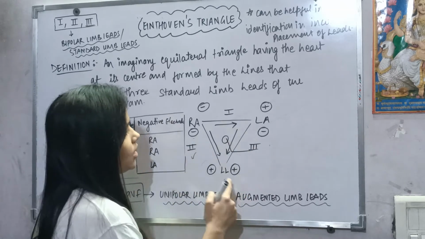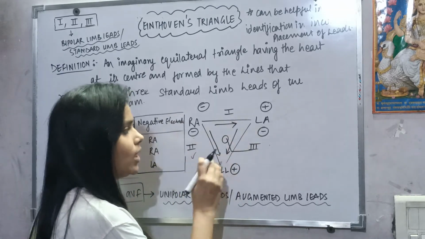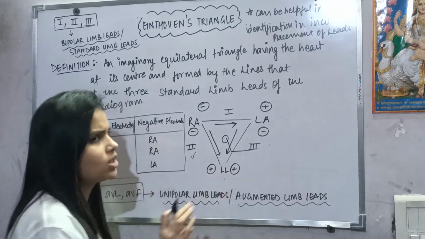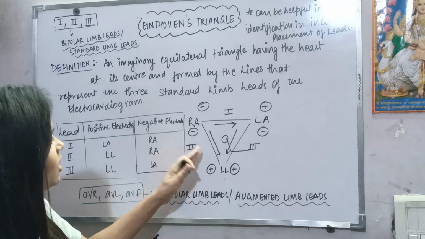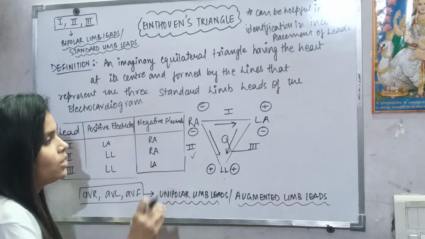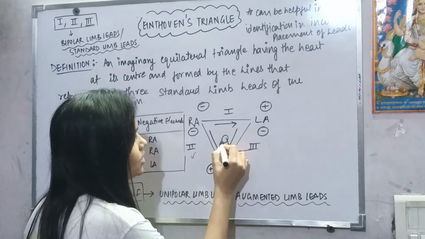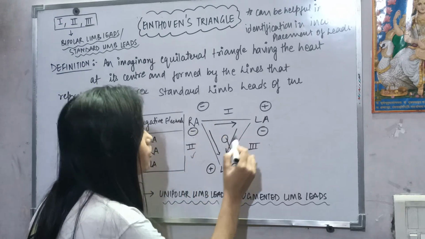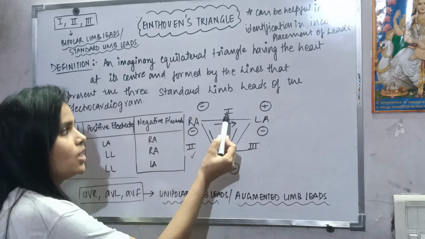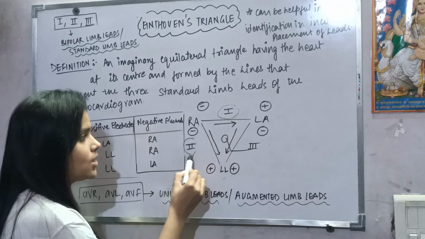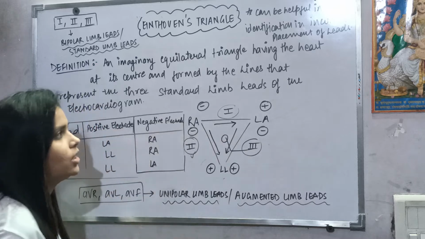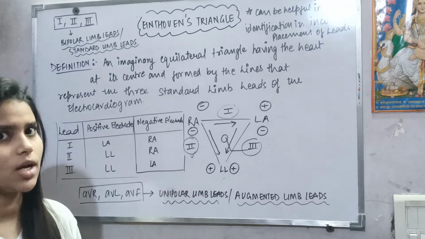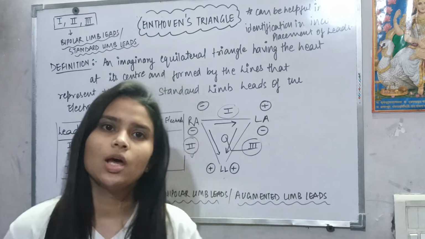As you can see here in the diagram, this is an inverted equilateral triangle, and there is no such triangle in the heart, but it is an imaginary triangle. We consider that the heart is at the center of this triangle and these lines are formed by the limb leads. Here you can see first lead, second lead and third lead. This is how this triangle is formed, and what its significance is, these are the things that we are going to discuss in this lecture.